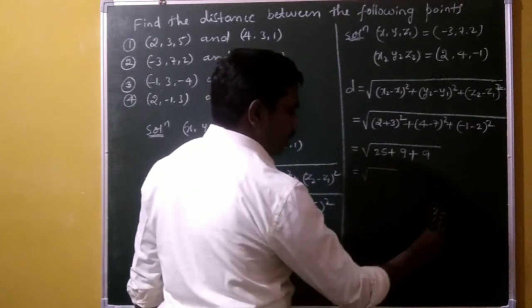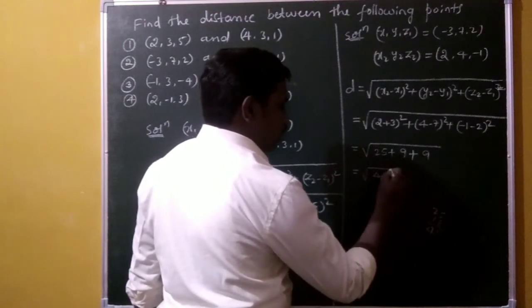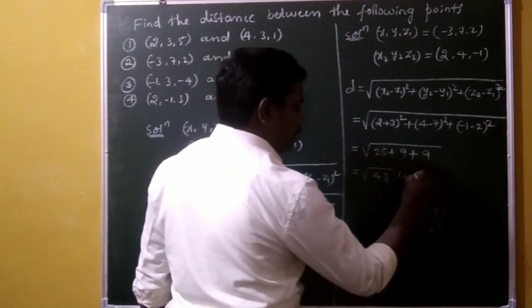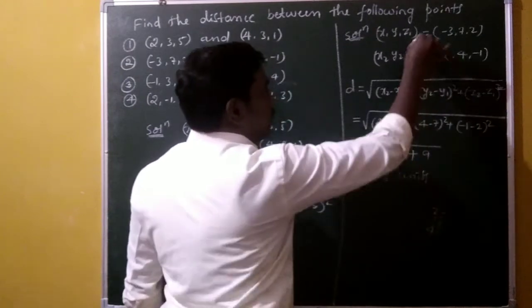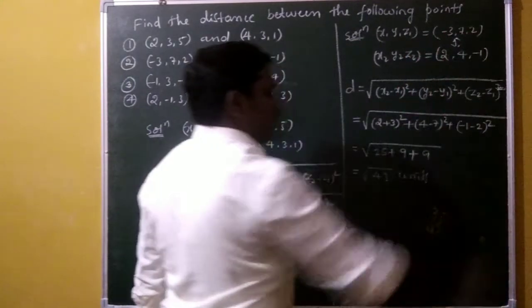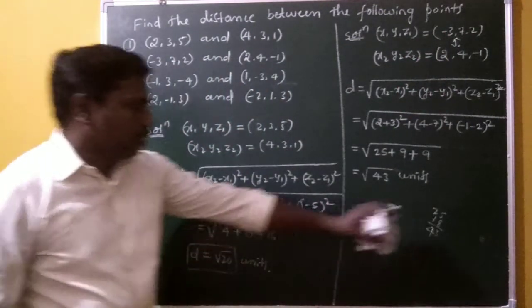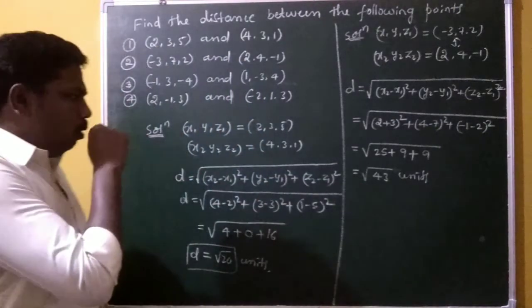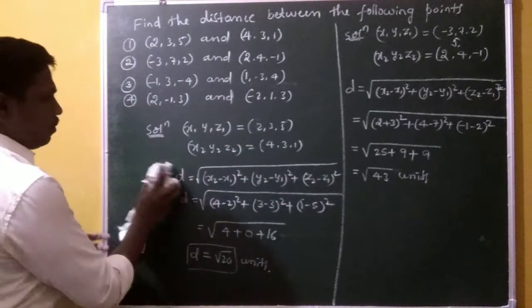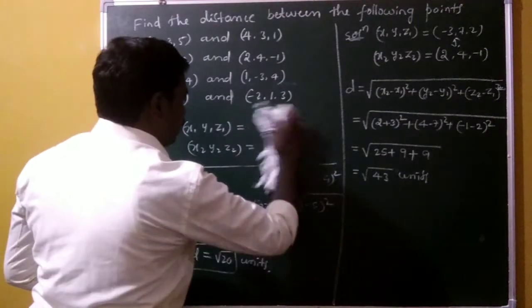So square root of 43 units. Alright. The distance between the 2 points is root 43 units. Root 43 units. So third one.